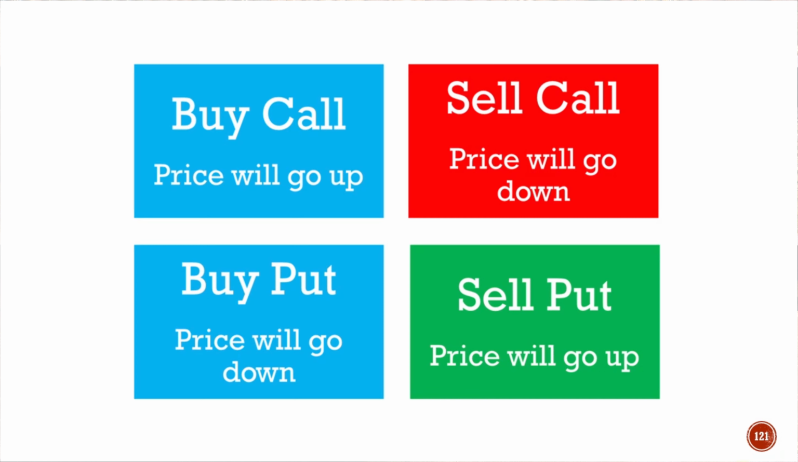If you buy a call, you're expecting that the price of the underlying asset will go up. If you buy a put, you're expecting that the price might go down. The buy side of options has the right to exercise, but not the obligation to do that.